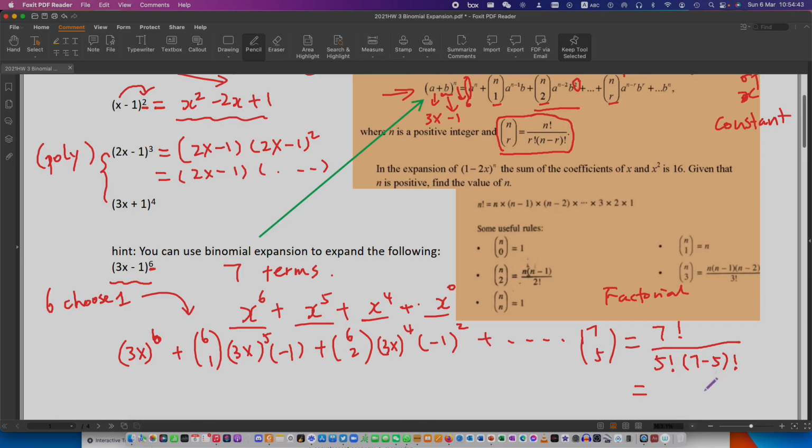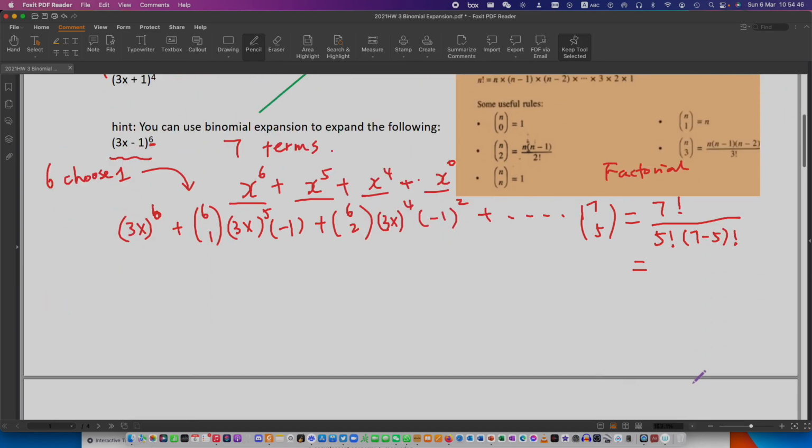You can use your calculator, but actually you don't need to, let me show you. 7 factorial if you expand it is 7 times 6 times 5 times 4 times 3 times 2 times 1. 5 factorial is 5 times 4 times 3 times 2 times 1, or you can just take away the 4 times. Over here is 2 factorial, which is 2 times 1. So you can take away this chunk, deleting both the top and bottom. So it's just 7 times 6, which is 42, over 2. So this is 21. Can you verify, is it 21? 7 choose 5.